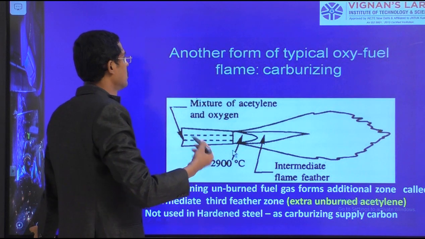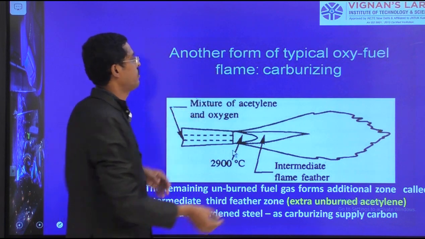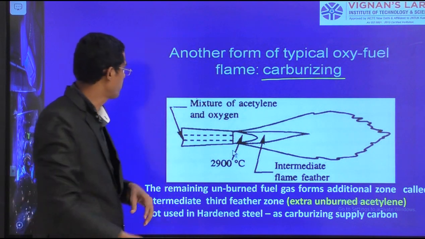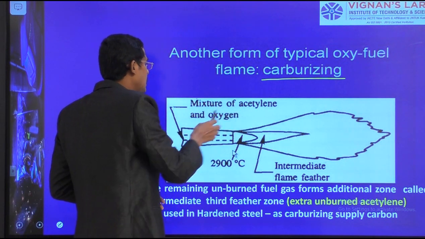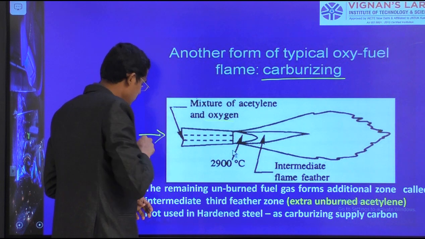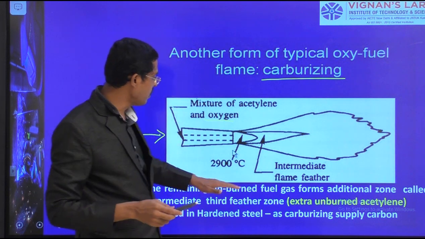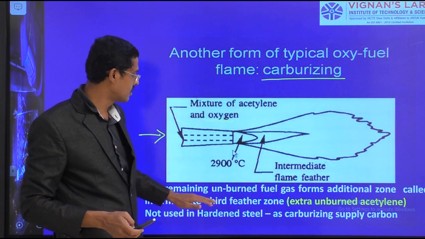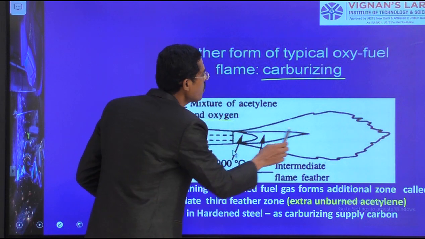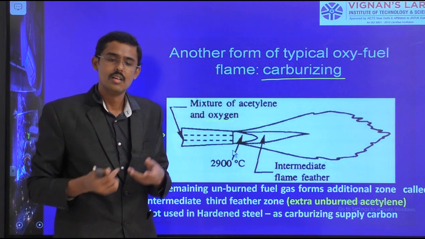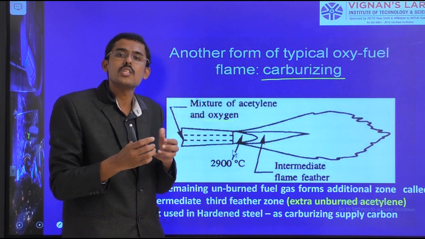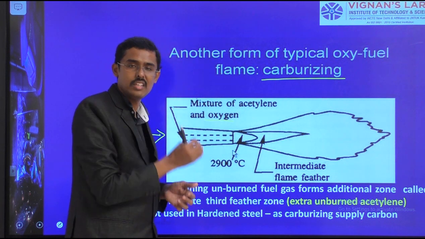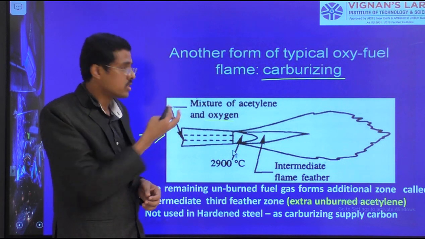So likewise, see, for the carburizing flame, here I want to do the heat treatment process. The mixture of acetylene and oxygen is supplied here. The remaining unburned fuel gas forms the additional zone called the intermediate third feather zone. Here one more feather zone also comes because the ratio differs. The 1:1 ratio we are differing in the carburizing flame. Acetylene is higher than that of the oxygen in the carburizing zone.